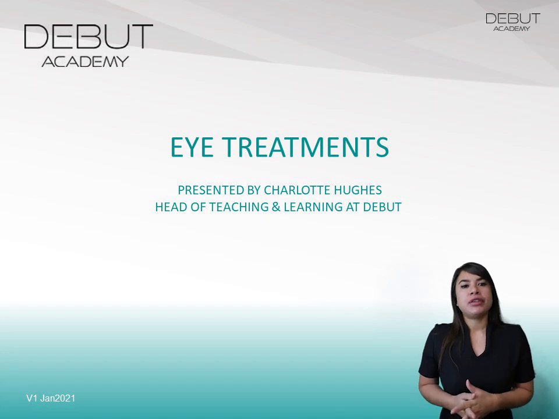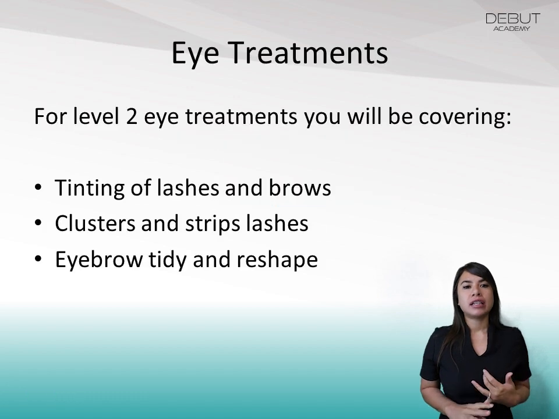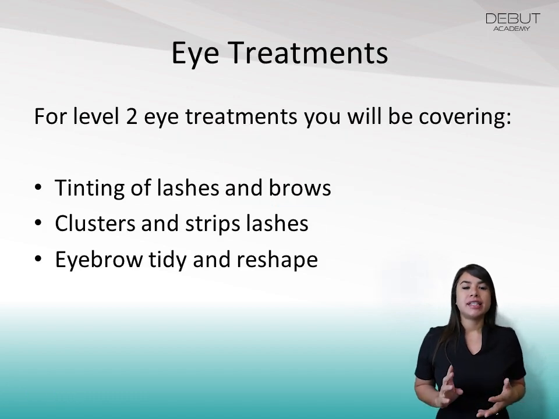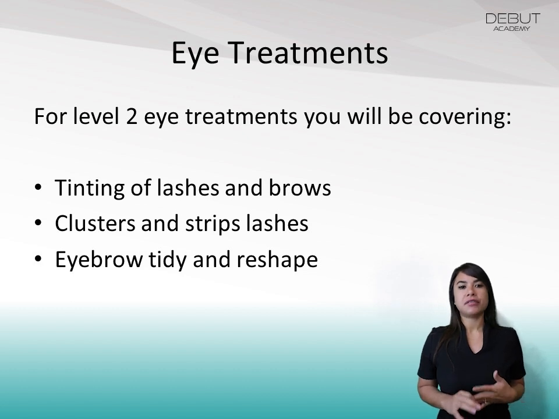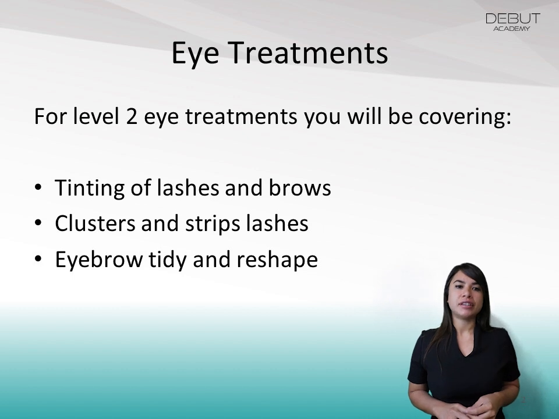This is the eye treatment unit. So for level 2, for eye treatments, you will cover clusters and strips, tinting of lashes and brows, and reshape and tidy of the brows. I'm going to start off with contraindications.